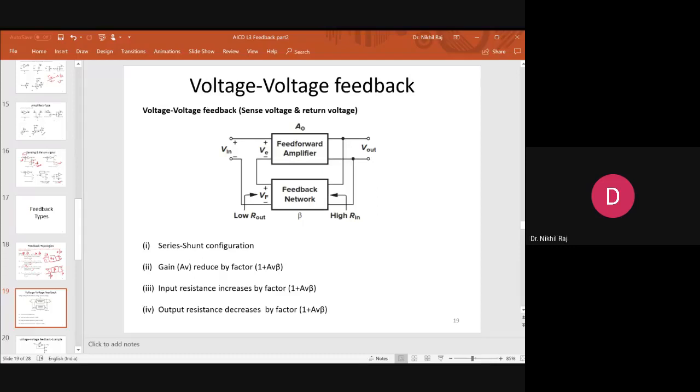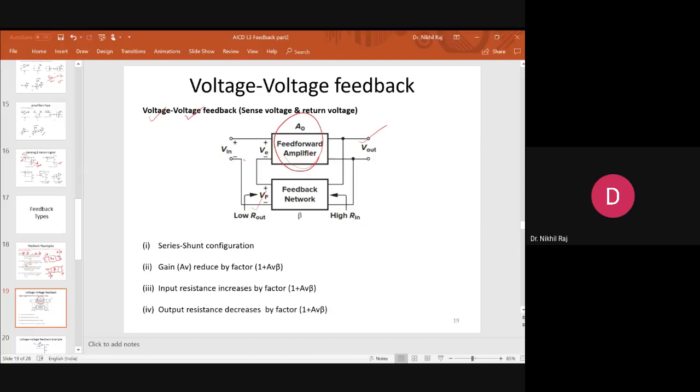So the first is voltage feedback. Now look at the architecture. It consists of the feed forward amplifier and the beta network. Since this is a voltage feedback, it will sense the voltage and return the voltage. So in the feed forward amplifier, the output is sensing voltage and returning it here. Again a voltage is generated, and this voltage we need to add or subtract with the input. So here it is given in series connection.